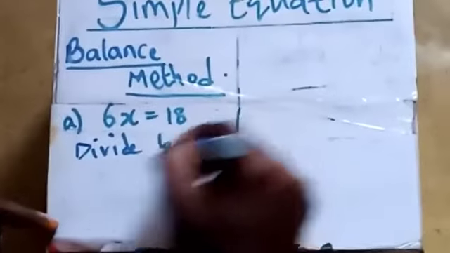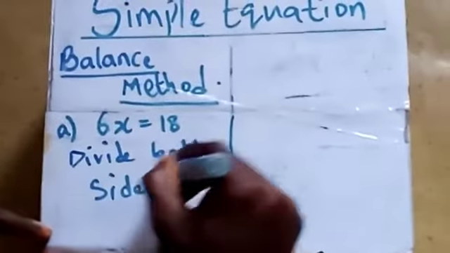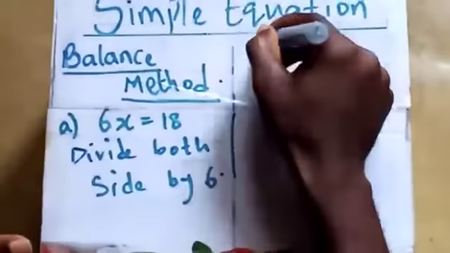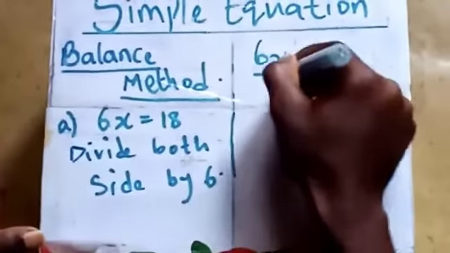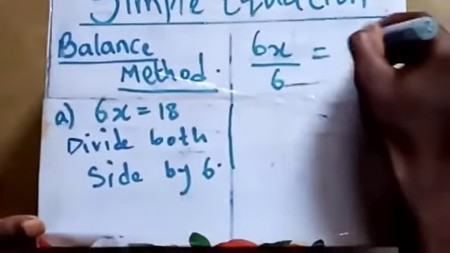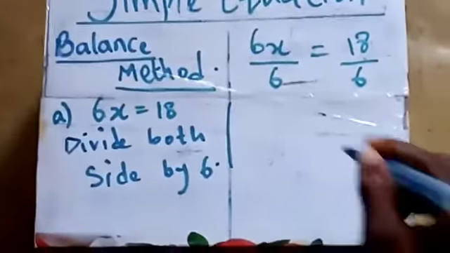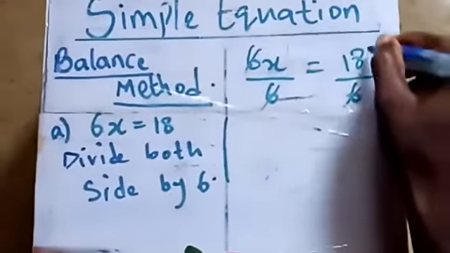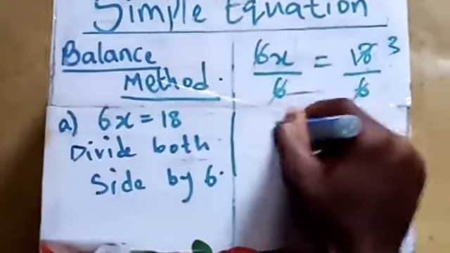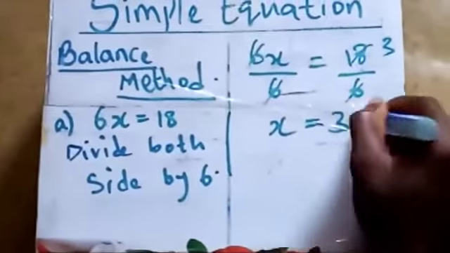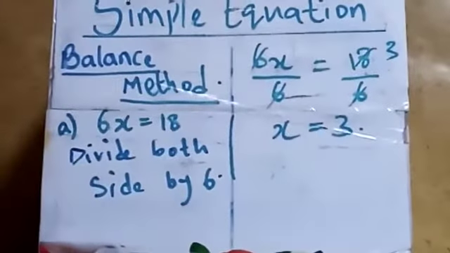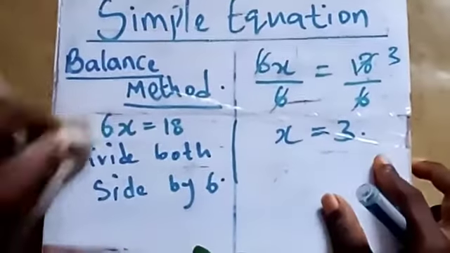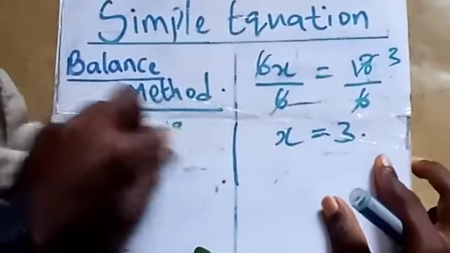Divide both sides by 6. So you have 6x all over 6 equals 18 all over 6. If you do this correctly, 6 will cancel 6. 6 will go in 18 3 times, and your x equals 3. Very simple. Let's take more examples on this, and then we take a classwork.